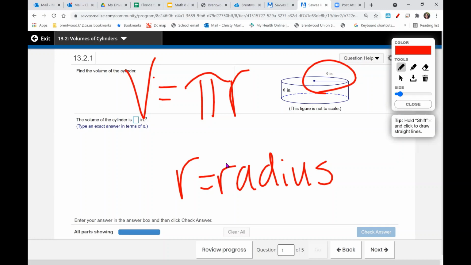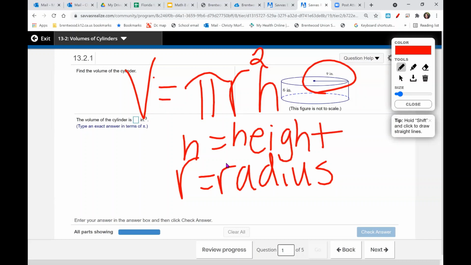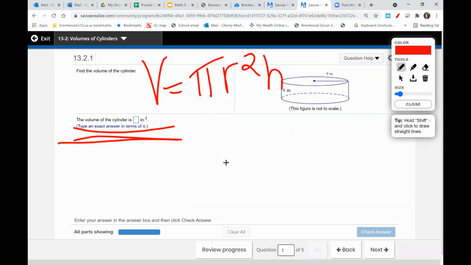So our formula so far is pi r squared times the height. So I'll put those two words there. The H stands for height. The R stands for radius. I want to point out that this first problem says leave it as pi, so you don't have to put 3.14 in your calculator. So I'm going to leave it as pi. My radius is 9, and the height, which is how tall it is, is 6.